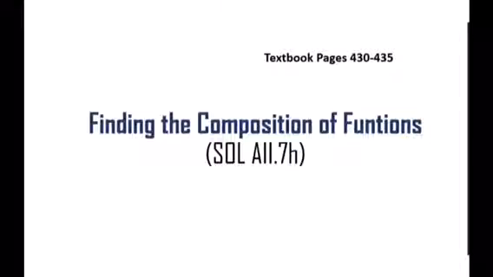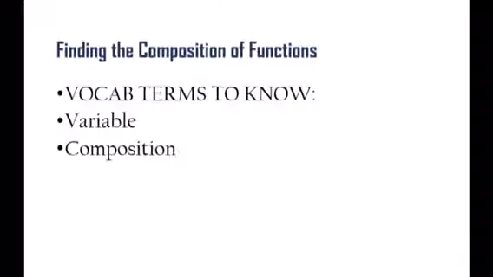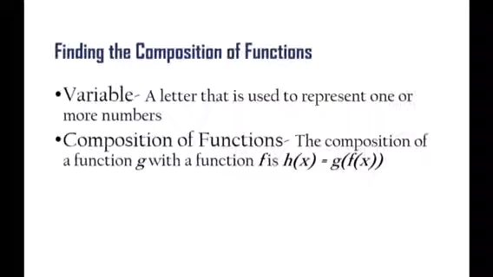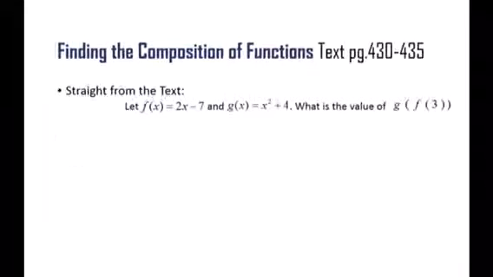Finding the composition of functions. SOL Algebra 2 Trig 7h. This lesson can be found in textbook pages 430 to 435. Vocab terms to know: variable and composition. Variable: a letter that is used to represent one or more numbers. Composition of functions: the composition of a function g with a function f is h of x, which equals g of f of x. Let's begin.